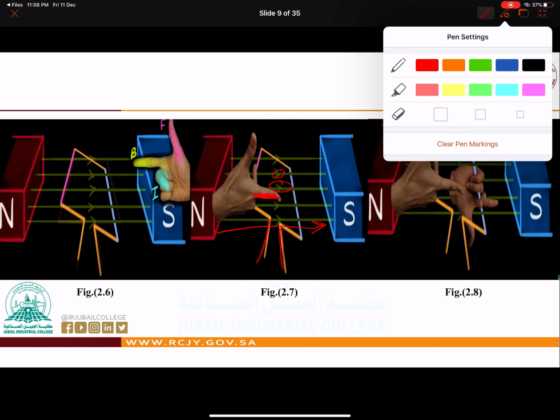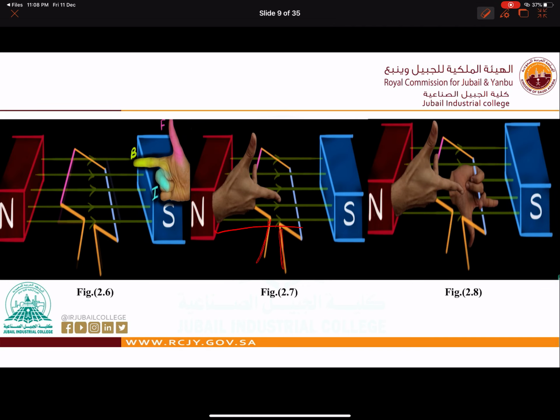Now for this finger, which is the thumb, it represents the movement of the coil. The coil is going up, as you can see. What about the middle finger? The middle finger is representing that the current is going like this. Okay, the current now is like this.